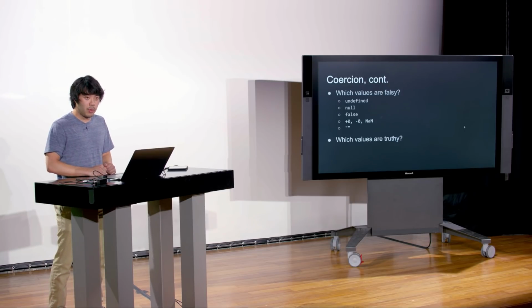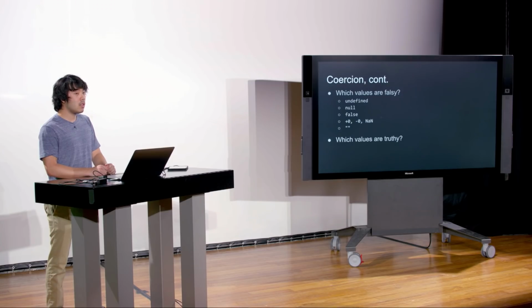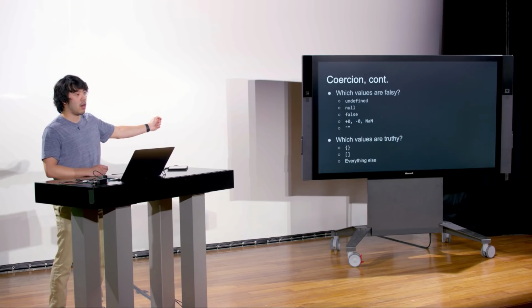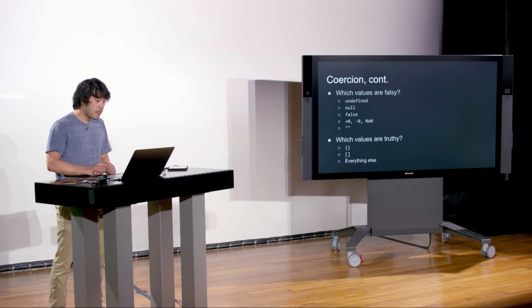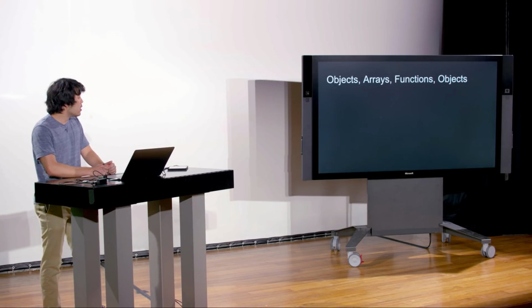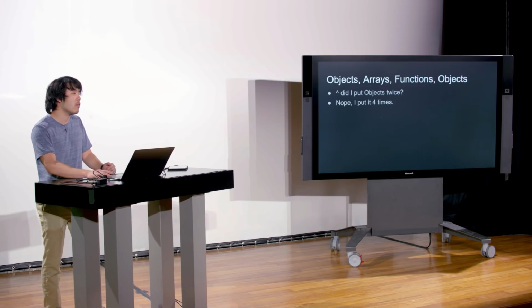So who can name some truthy values? Somebody said 2, which is a valid one. 3, 4, every other number other than 0, -0, not a number. Empty array is also another truthy. Empty object. And literally everything else. So anything other than those values right there are truthy. Cool, so objects, arrays, functions, objects. It looks like I put objects twice there, but I actually put it 4 times.